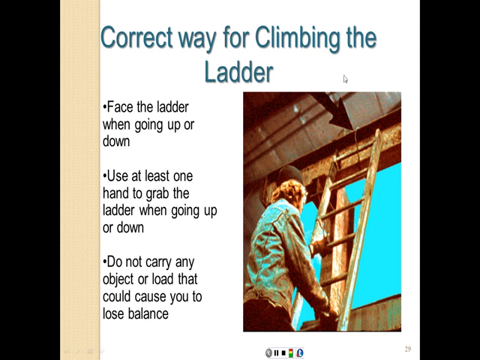The correct way for climbing the ladder, believe it or not, there's a correct way for climbing a ladder, which is basically something called the 3 contact point. So face the ladder when going up or down. Use at least one hand to grab the ladder when going up or down. So you're going to have 2 hands and 1 foot, or 1 hand and your 2 feet. So 3 points of contact between your body and the ladder. Do not carry any object or load that could cause you to lose balance. So again, lift the load first using the proper lifting method.